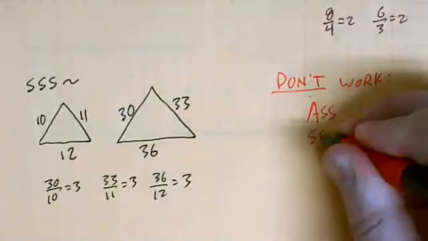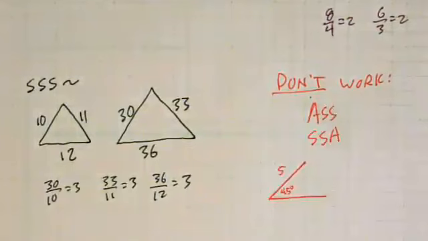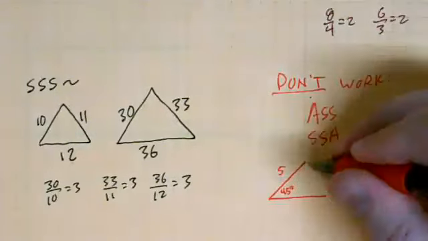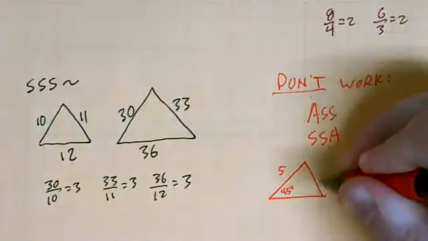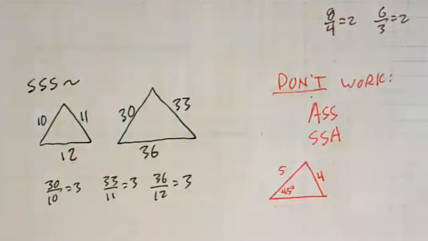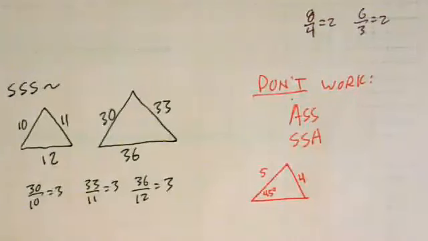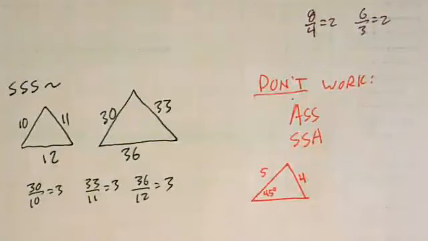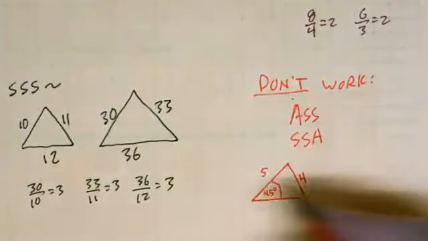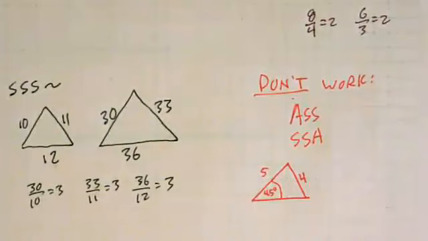So I'm going to say this is 5. And this is a 45-degree angle. And this is 4. If I had that, that would not be SAS, correct? You see how the angle is not touching both of the sides? It's only touching one of them.